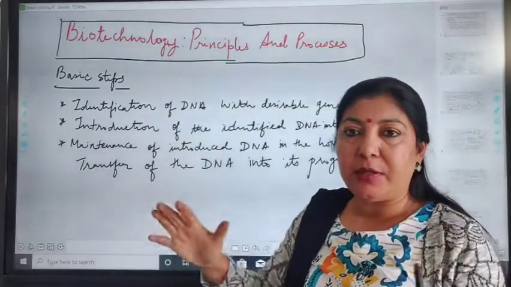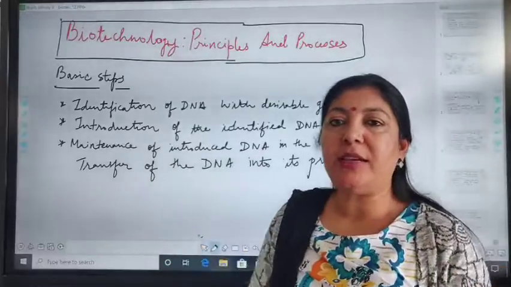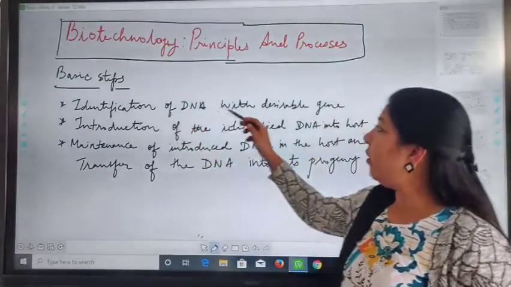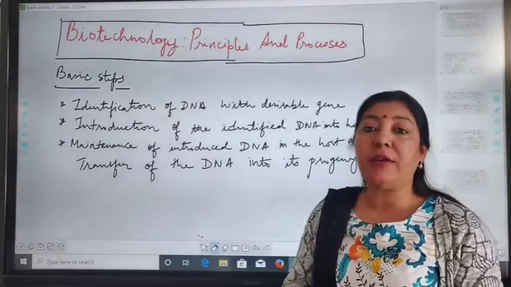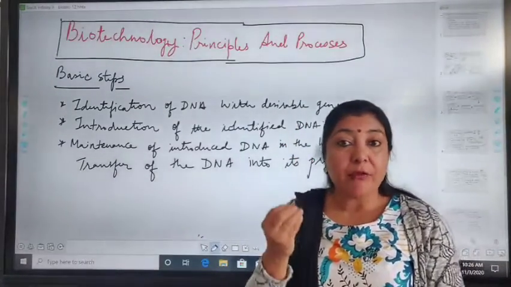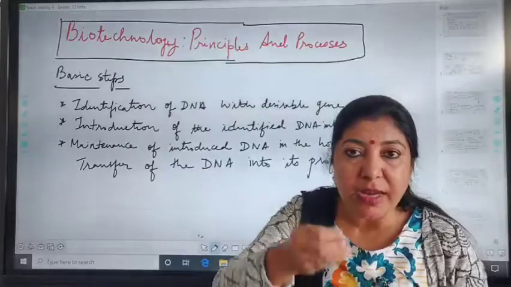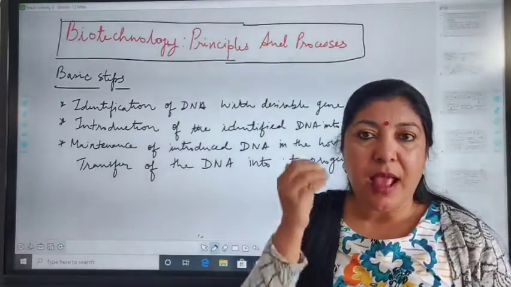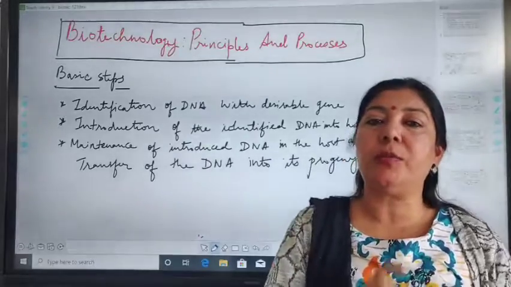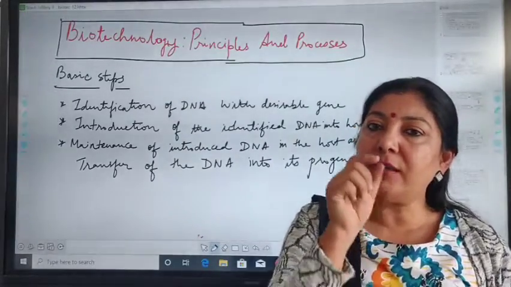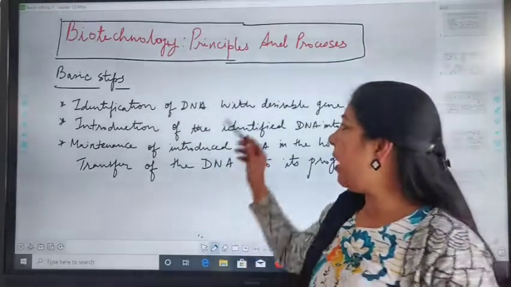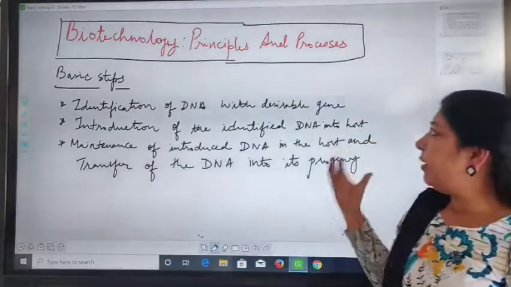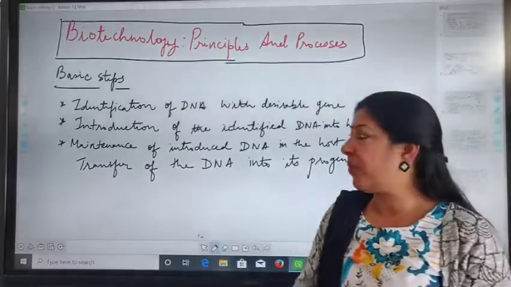So all the steps can first be categorized into three groups. First, identification of DNA with desirable gene. We have to isolate that DNA of our interest, which will be responsible for producing a specific protein. So that is the first step, identification of DNA with desirable gene.